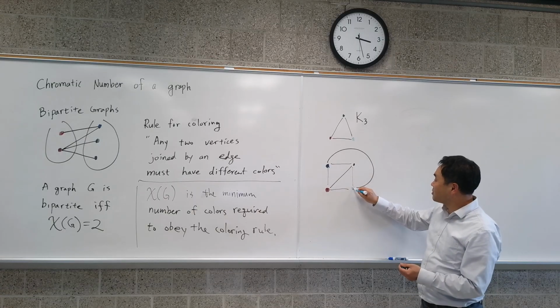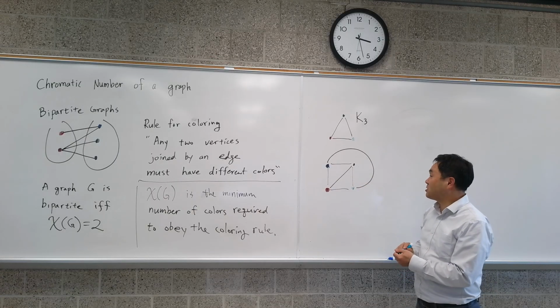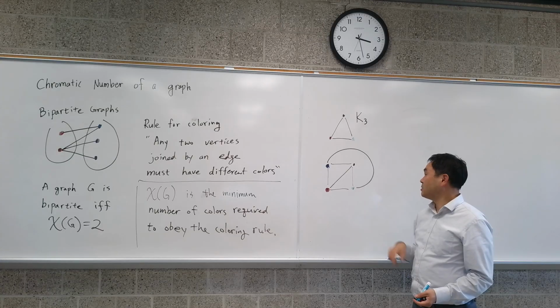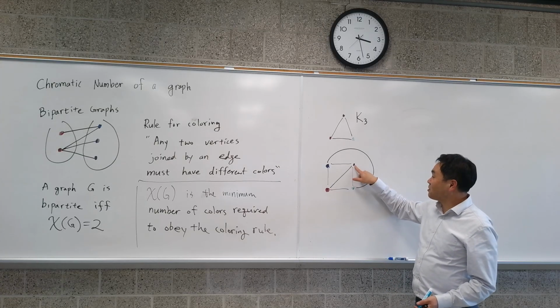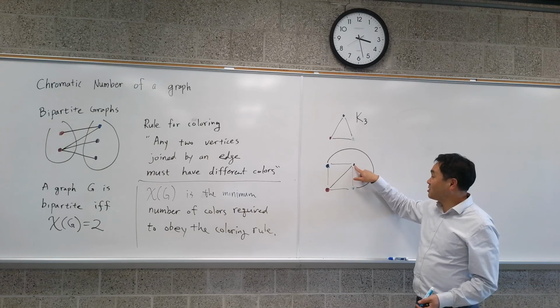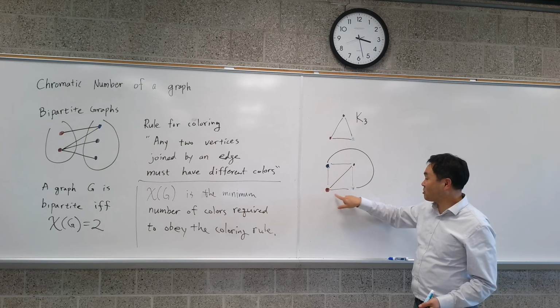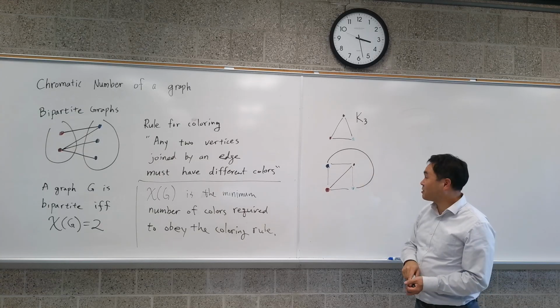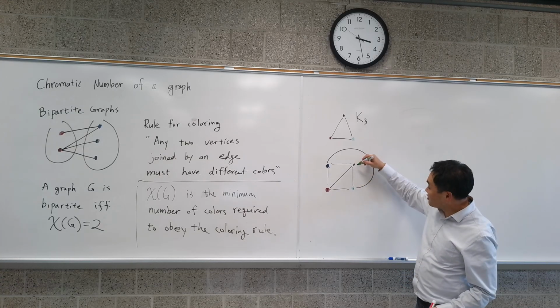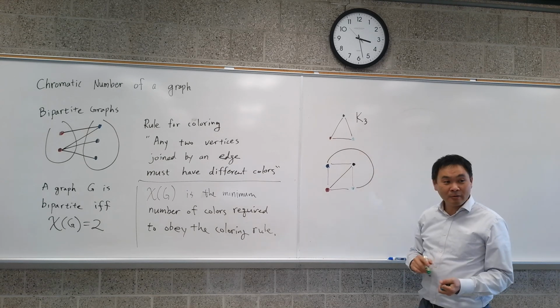Something like this. They have to be different colors, okay? Because they're connected. But wait, there's this 4th point. What about this? This has to be different from every one of these, right? Because this is connected to every one of those. So, I don't have any more colors, so let's just call that black, okay?